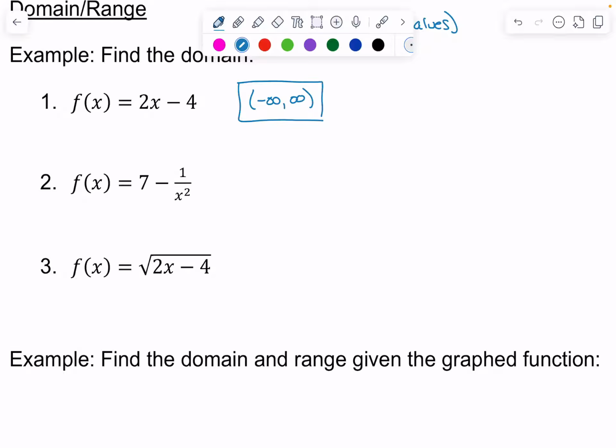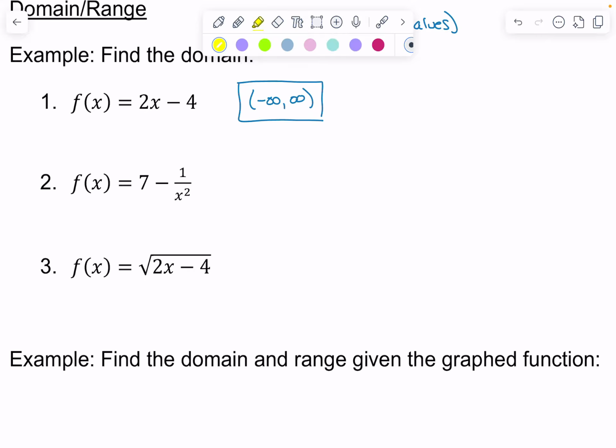Any polynomial like this, whether I have a 2x minus 4, a 5x squared plus a 3x minus a 5, also negative infinity to infinity, an x to the 67th minus a 5x to the 66th, and so on all the way down, still negative infinity to infinity. All right, so all reals.